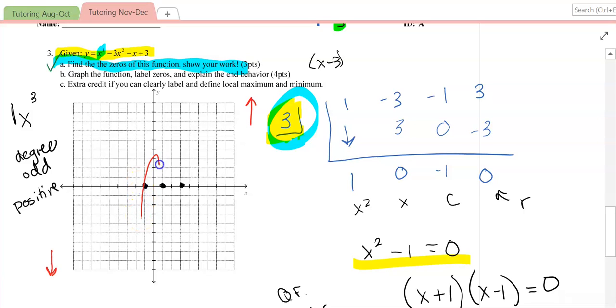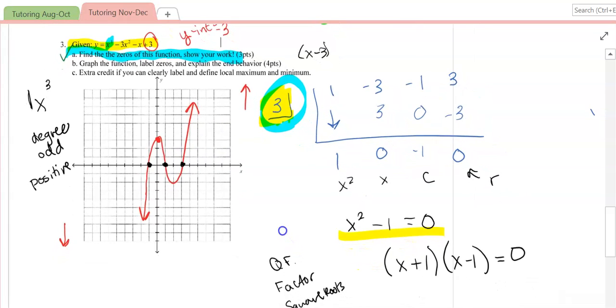I'm going to now use that information to graph my polynomial. So this is a nice sketch of what the graph looks like. You might even notice that I made sure that I crossed the y-axis here at 3 because 3 would be my y-intercept. If I plugged in 0 for x here, I would get 3 as a y-intercept. So that's a nice sketch of my graph.